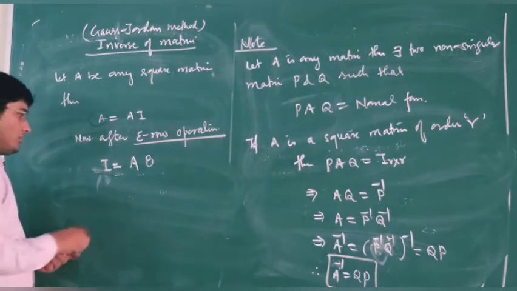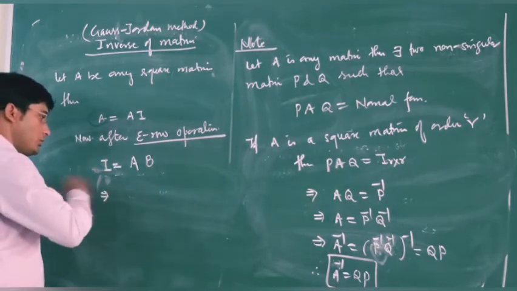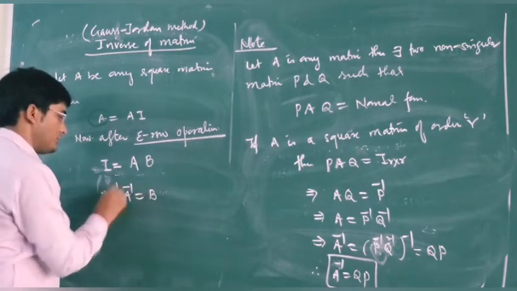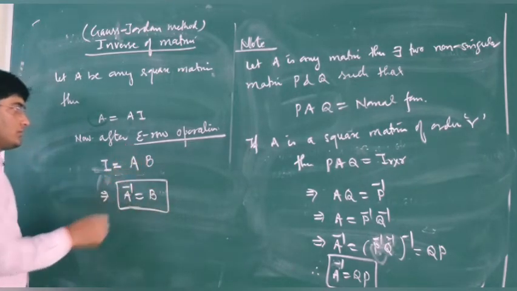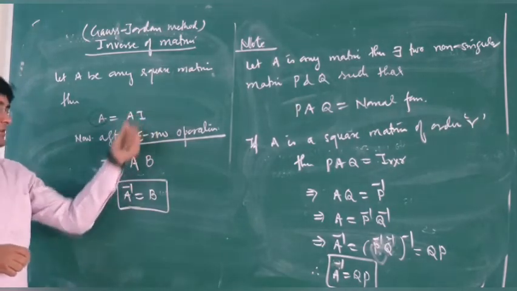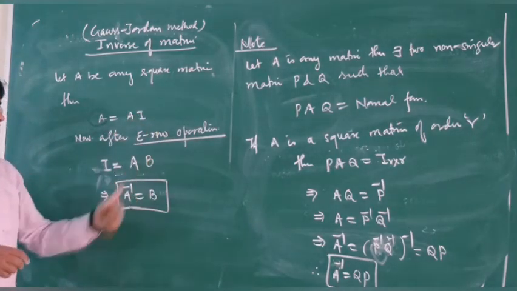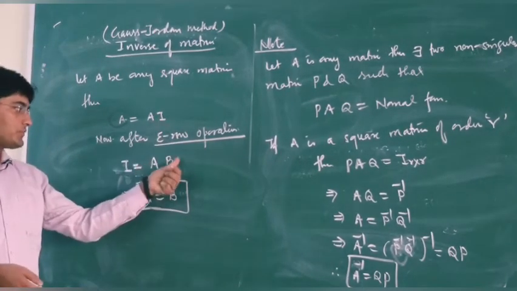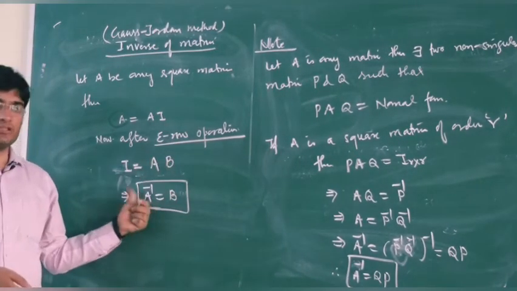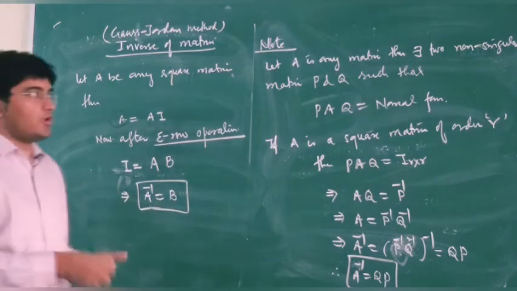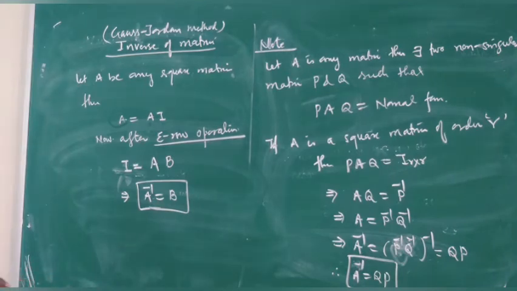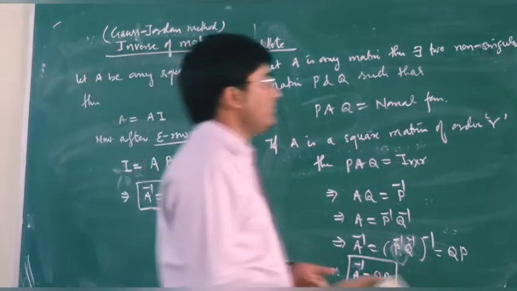So from here we can say that if you multiply the whole equation by A inverse, our A inverse is B. So this B is basically the inverse of the matrix. After transformation, this B is the inverse of this matrix A. So let us solve questions related to the rank of the matrix and normal form of the matrix.